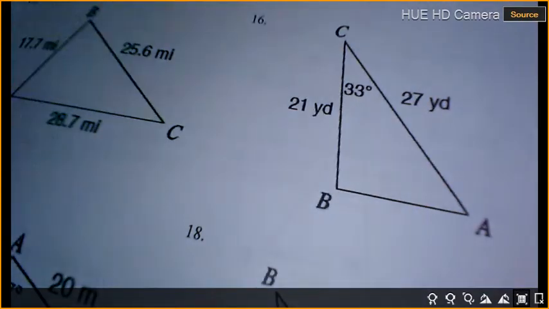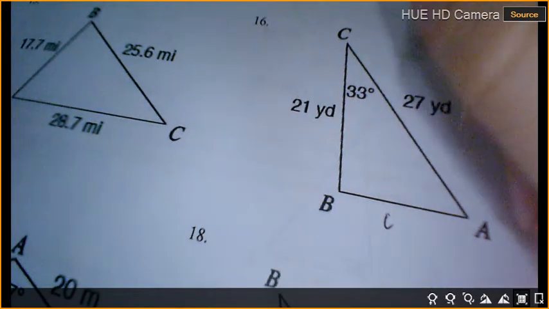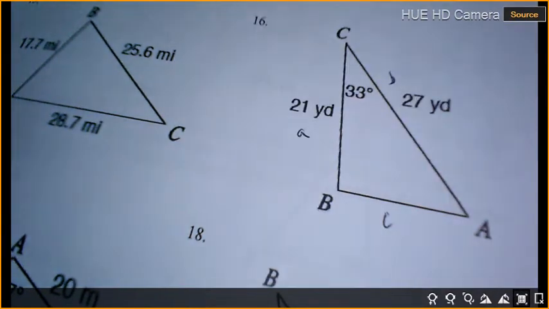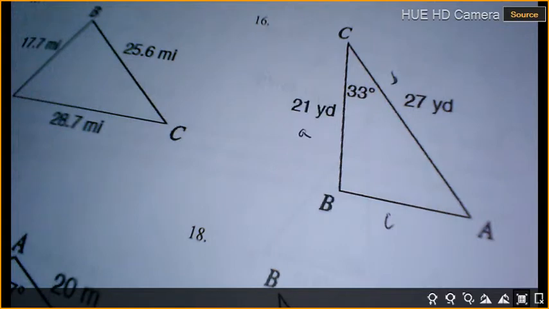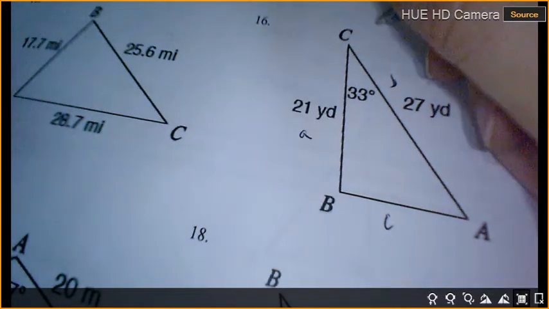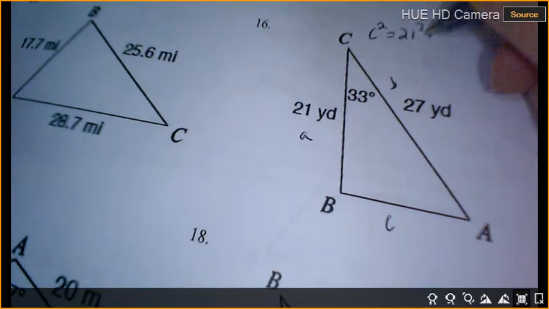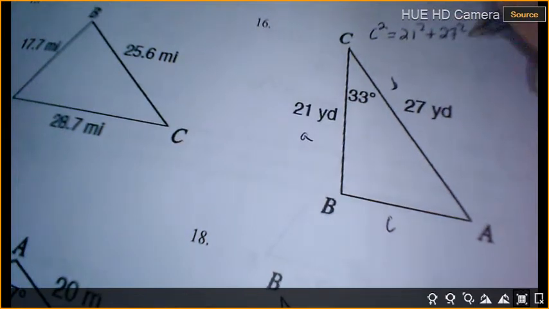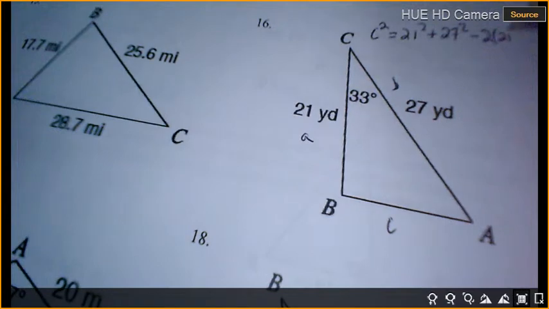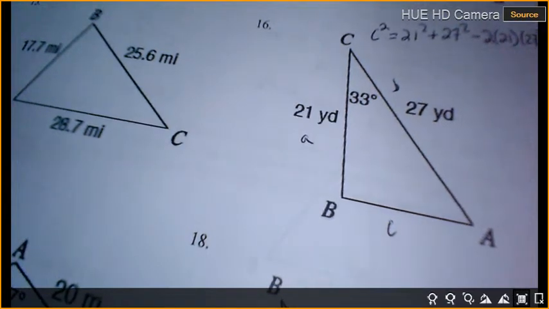Okay, so the first thing I'm going to do is label it little c, little b, and little a. Okay. I say we find side BC first. You guys okay with that? Okay. If I want to find that side, what do I use? Law of sines or law of cosines? Cosines, because I have two sides and an angle, and I do not have the side across from the angle. So I'm going to use little c squared equals a squared 21 plus b squared 27 minus 2 times 21 times 27 cosine 33.